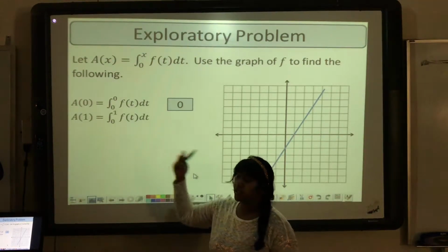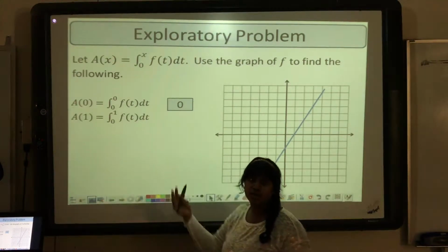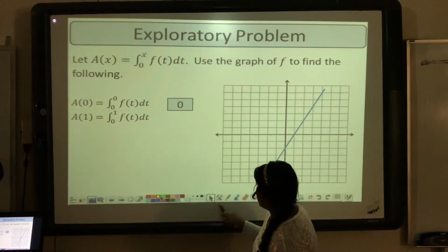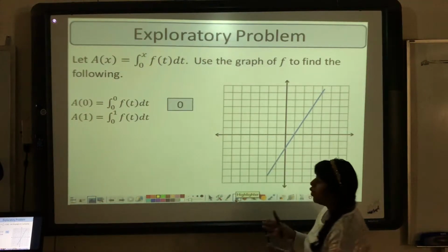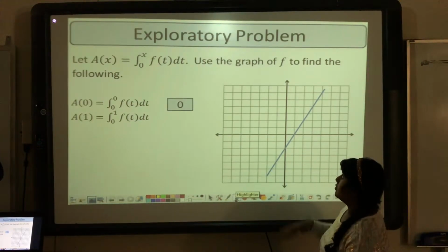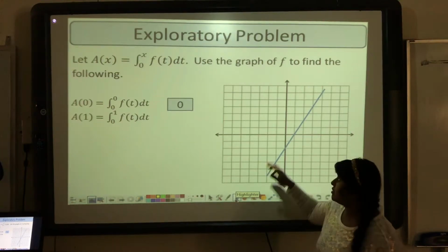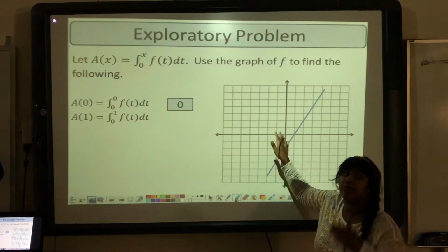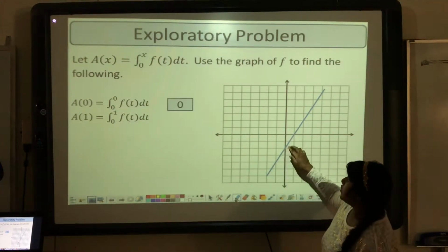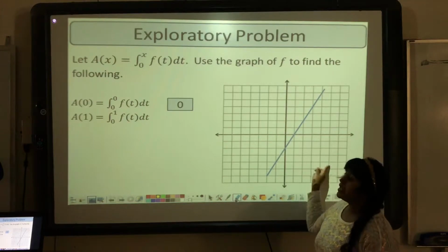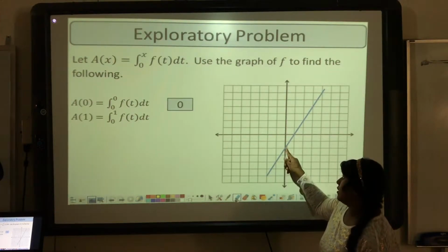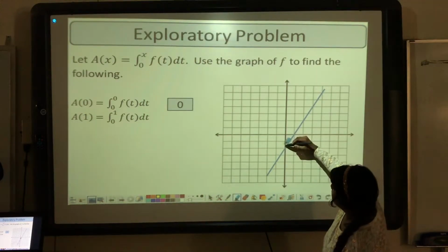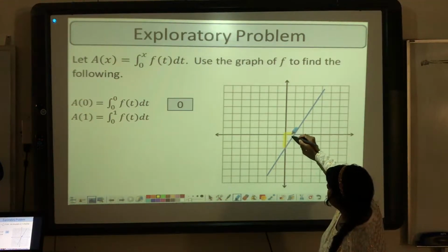So our second question says A of 1. So from 0 to 1, do we create any sort of shape? 0 to 1, absolutely. First things first, we want to identify what that shape is. This is a problem with some of you guys: some of you might think this is the space we're looking at, but that's not bounded by my function and my x-axis. Or you might think this is the space we're looking at, but again, it's not bounded by my function and the x-axis. You have to look between those. So here's my x-axis, here's my function.